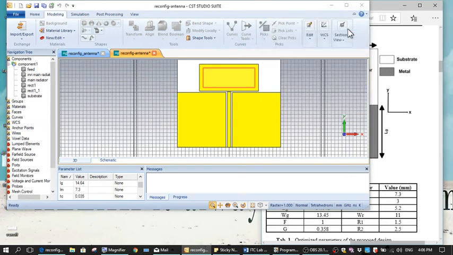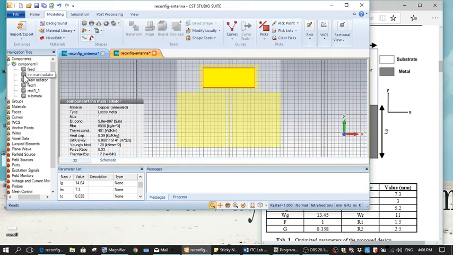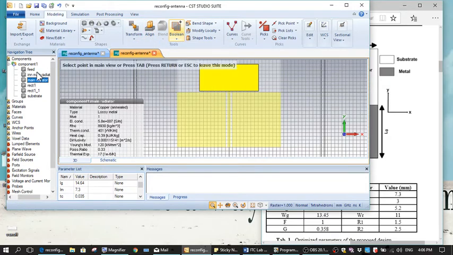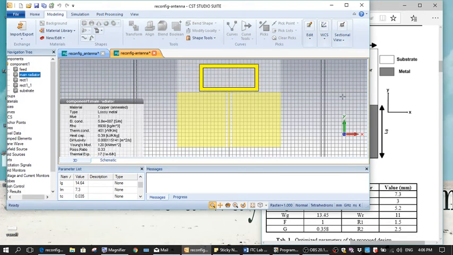Make it okay. Now subtract your main radiator and inner radiator. Press enter. See, it has subtracted both the radiators and we have formed a loop like shape.